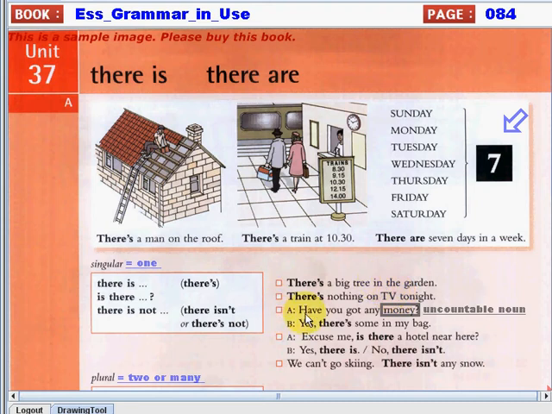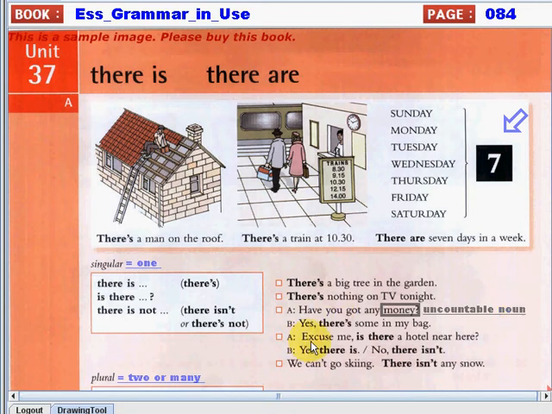Next is, have you got any money? Yes, there's some in my bag. We used there's because of the word money here. Money in this sentence is an uncountable noun, or there is no specific amount of money.